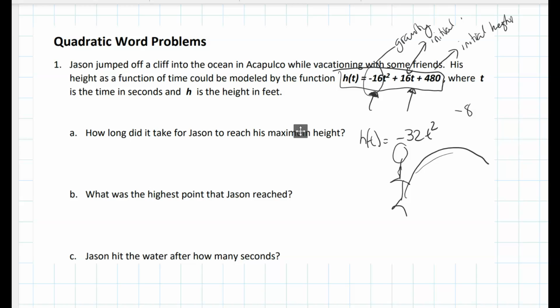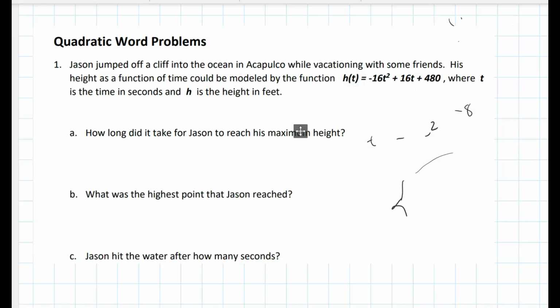Why is it sometimes -16 and sometimes -32? Because it depends on what units you're using. Are you using metric units or standard units? Just so you know, you might see it again in physics if you take physics. I kept wondering why they always look so similar, and maybe they told me and I just wasn't listening. We're going to give you the equation, but know that these numbers are super important.